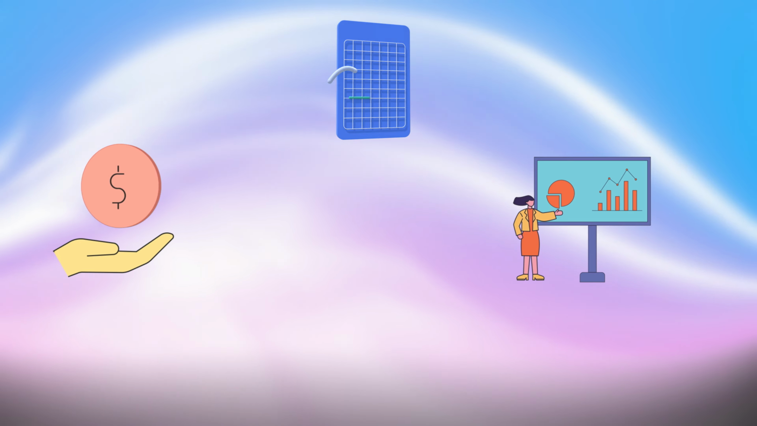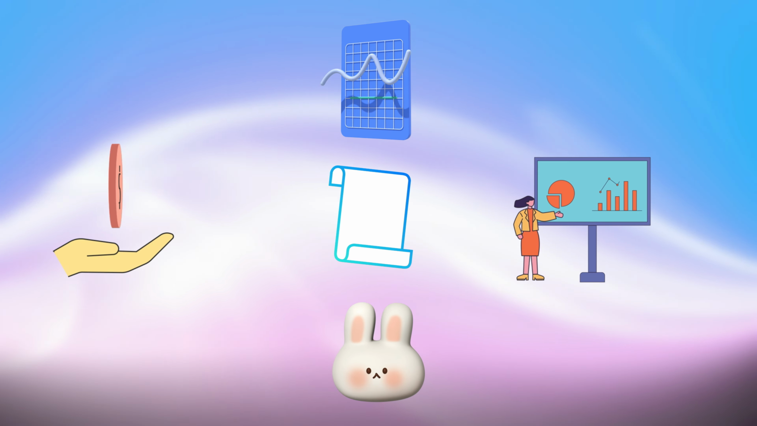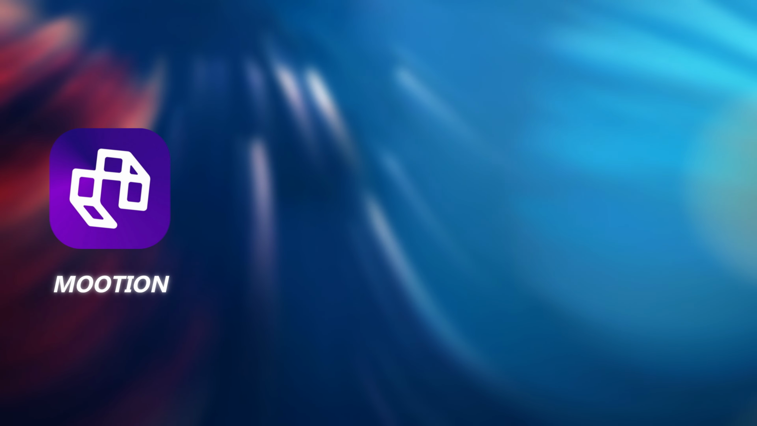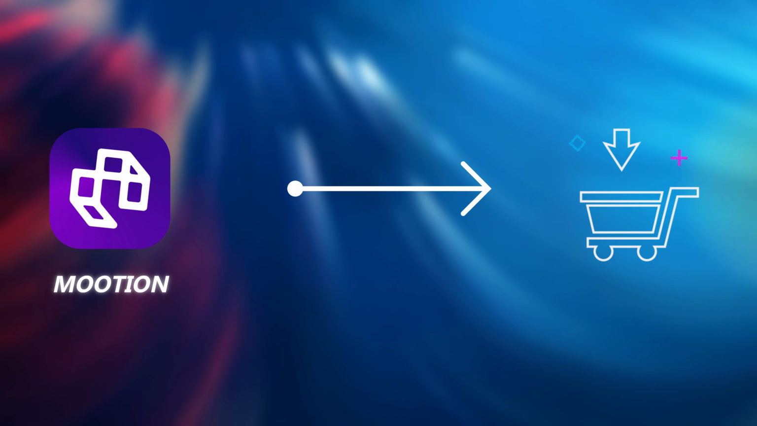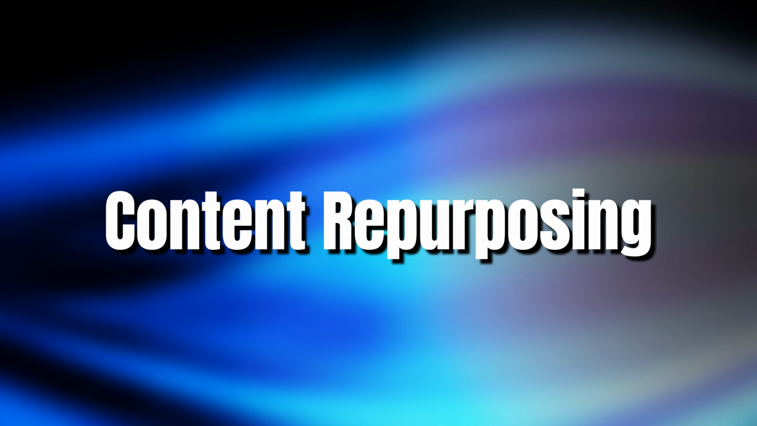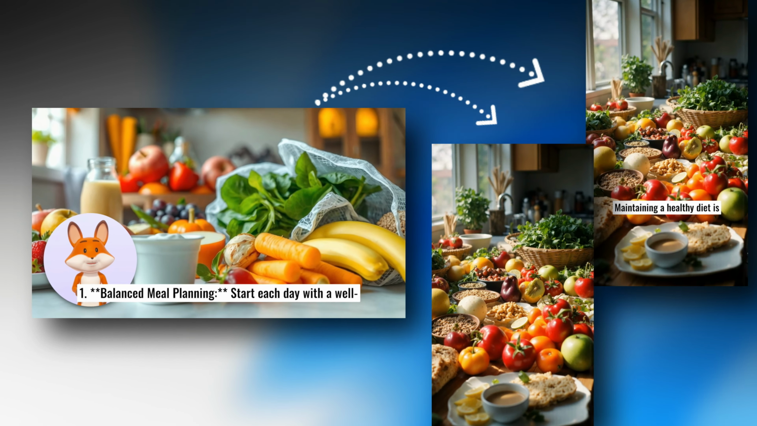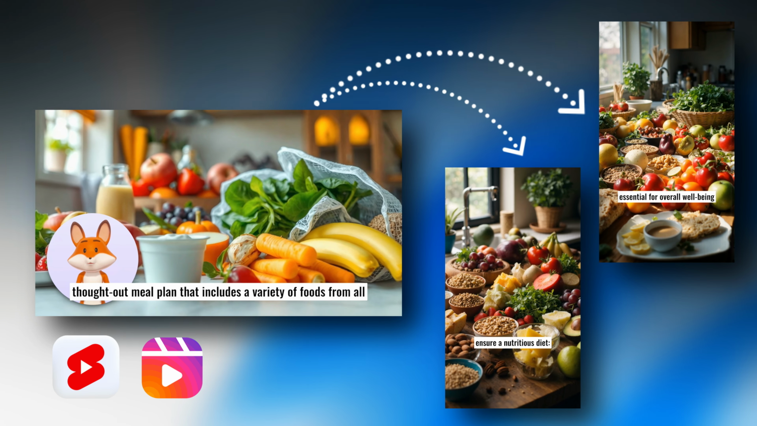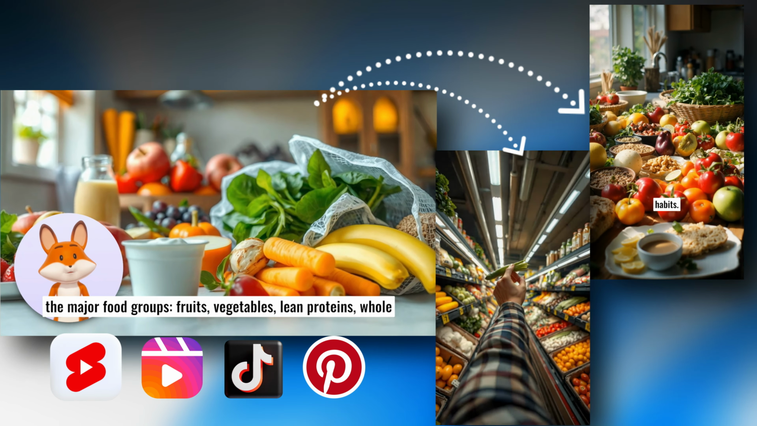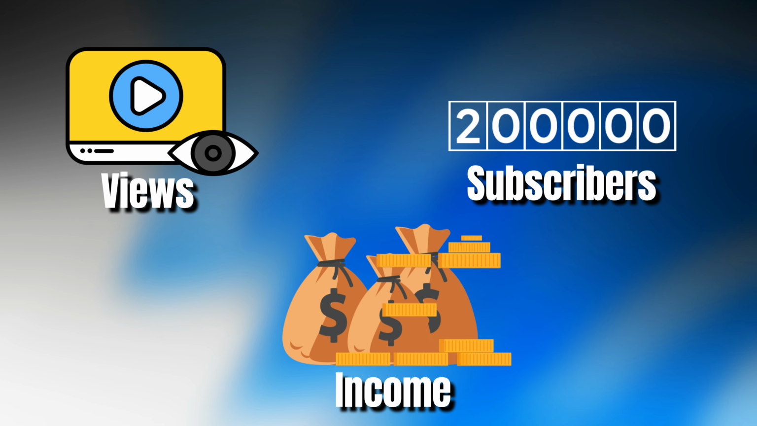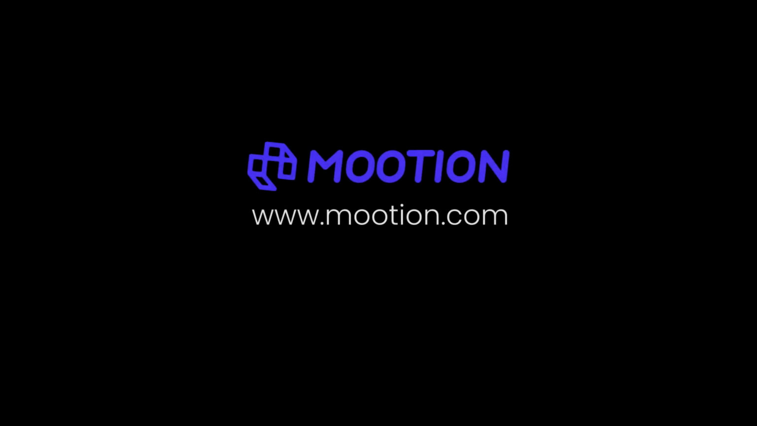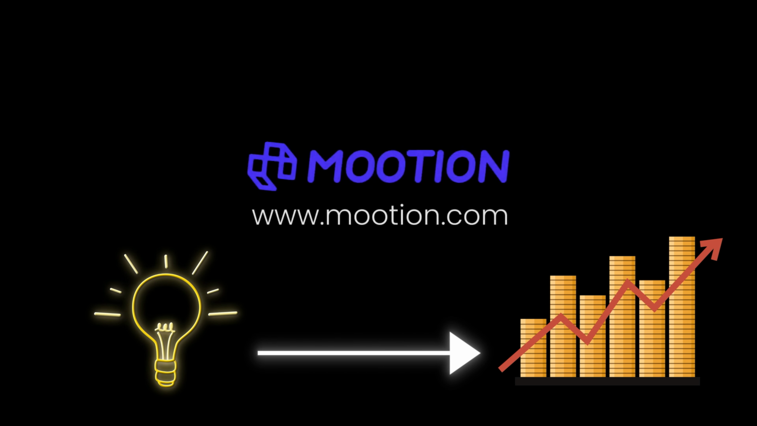You can also sell digital products like custom templates, avatar packs, or niche story scripts. Because Mootion is so easy to use, your audience is more likely to buy something they can plug into right away. Finally, there's content repurposing. One long-form video can be chopped into shorts, Instagram Reels, TikToks, Pinterest pins, or even GIFs, giving you multiple streams of views, subs, and income from a single project. This kind of flexibility is what makes tools like Mootion perfect for turning creativity into a scalable business.